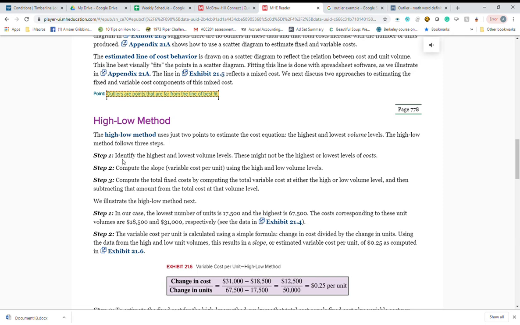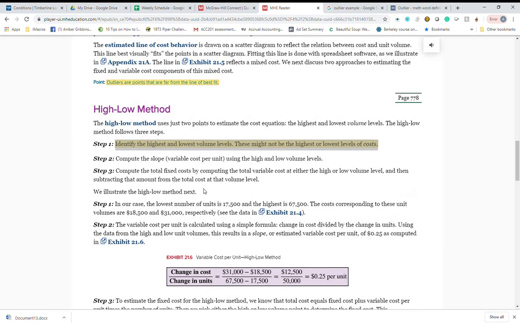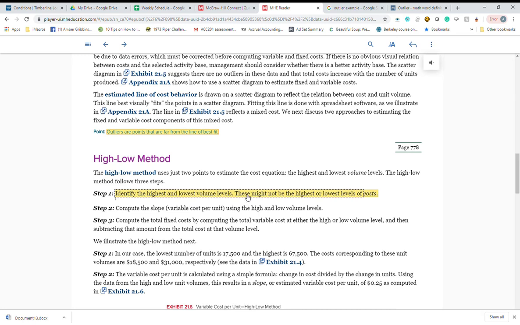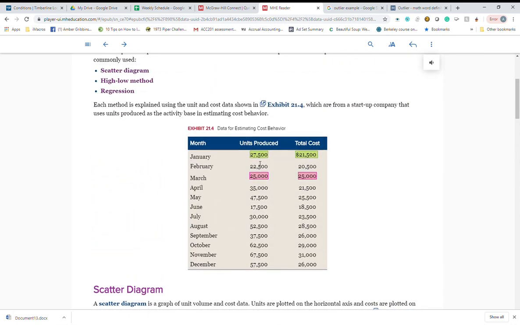Okay, so we're going to estimate the highest and lowest volume levels. That's our step 1. So let's go ahead and do that real quick. Step 1, highest and lowest volume levels. Again, these might not be the highest or the lowest of the bunch, because again, outliers, right? So let's go back up here and look. If we look at all the different units produced, we're just going to find the highest one, and it looks like it's going to be November. And then we're going to look for the lowest of lows here, and it looks like it's going to be June.